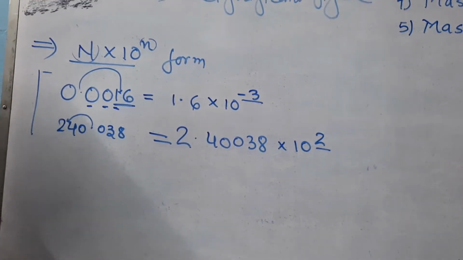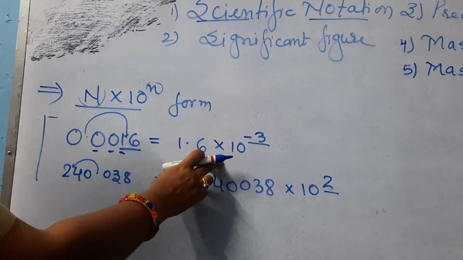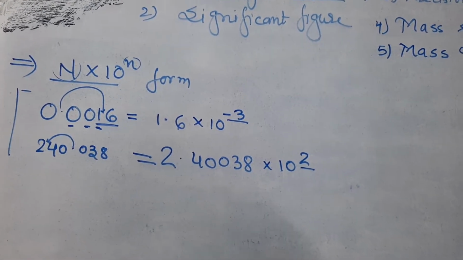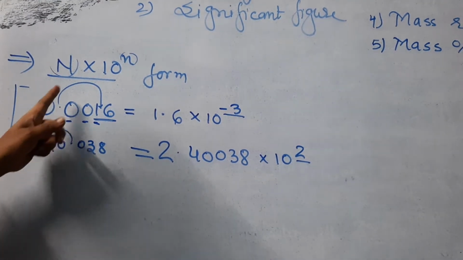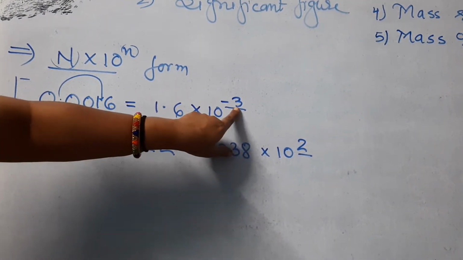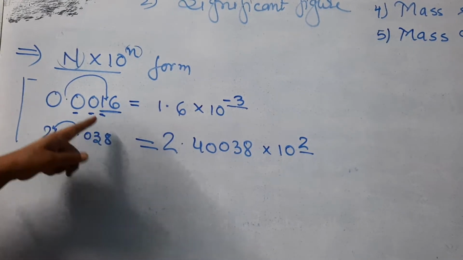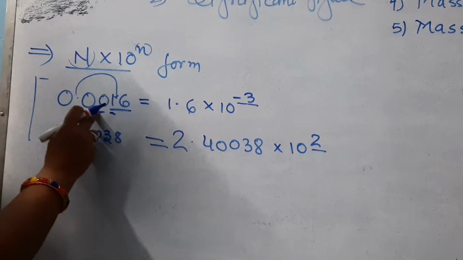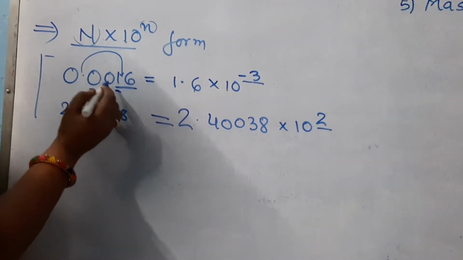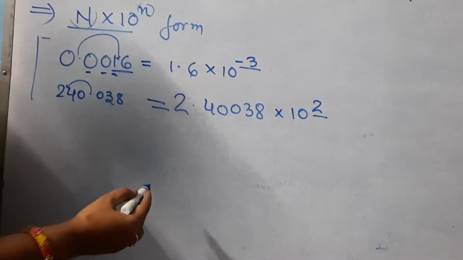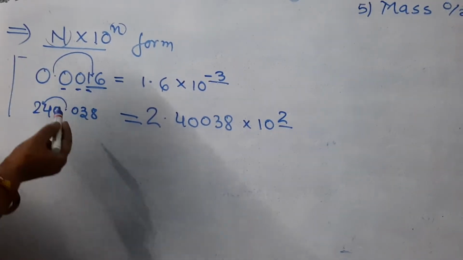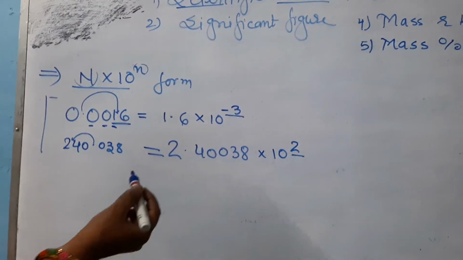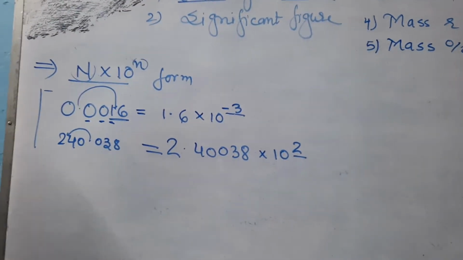In scientific notation, you have to write the number in the form of N into 10 to the power n. Remember beta, when you go backward, you take the power value as minus, and when you go forward, take the power value as plus, and you have to see how many steps you take. Suppose you take 3 steps back, then the power is 10 to the power minus 3. When you go 2 steps forward, the power is 10 to the power 2. This is known as scientific notation.